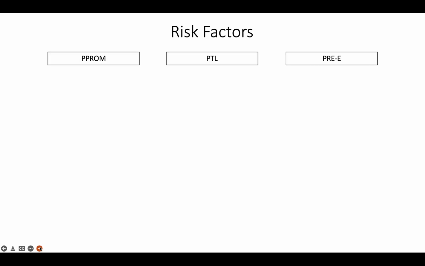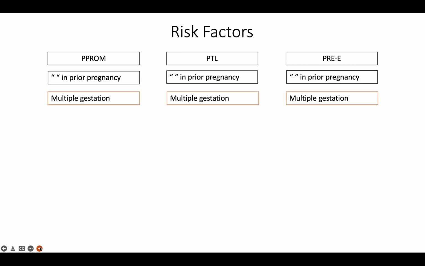PPROM, PTL, and PRE-E. Just like every OBGYN pathology, having a history of that pathology leads to an increased risk of developing that pathology in the future. So, PPROM in a prior pregnancy, PTL in a prior pregnancy, PRE-E in a prior pregnancy leads to an increased risk of that in the next pregnancy. Also, multiple gestation for all three of these pathologies is an increased risk for having that pathology again.